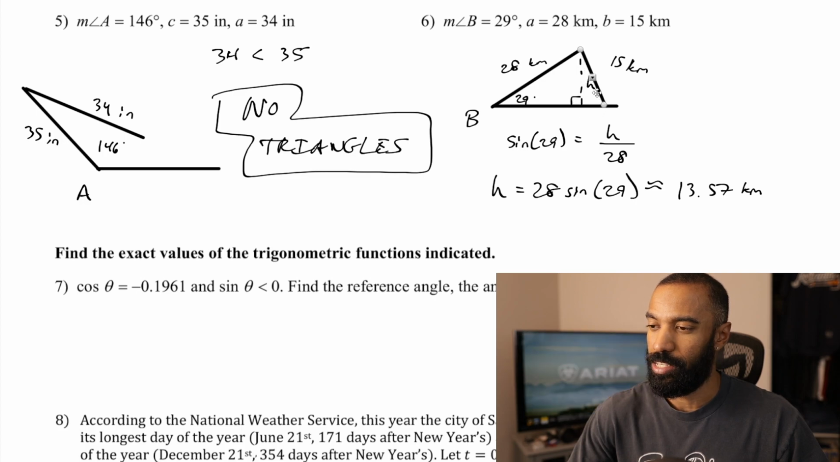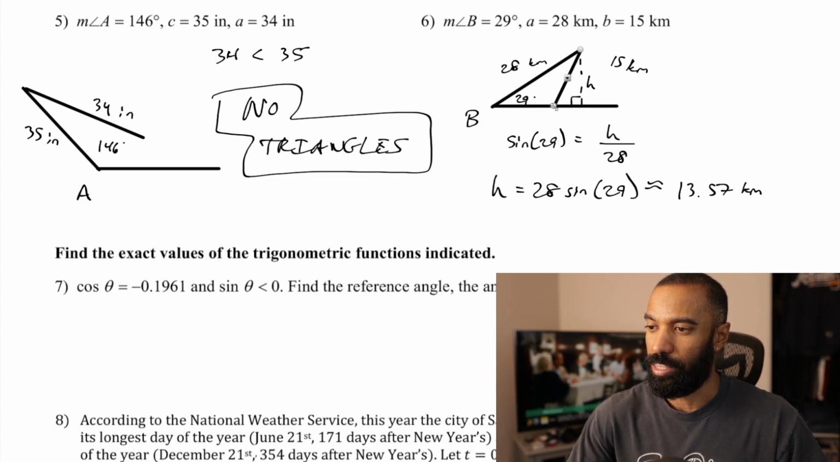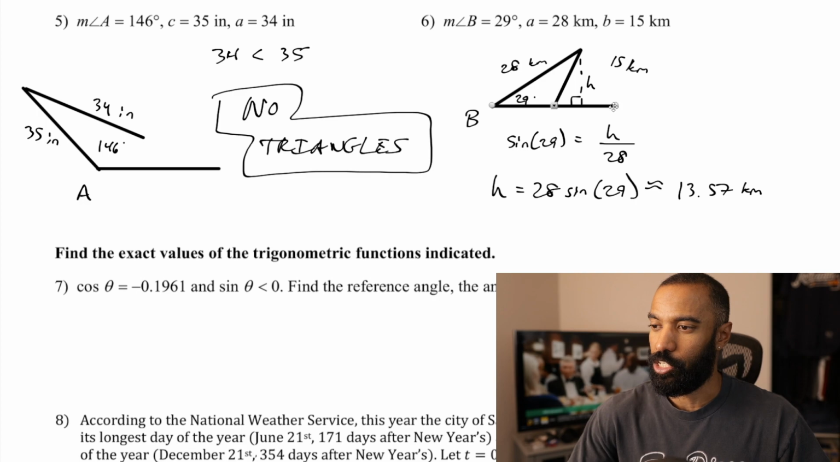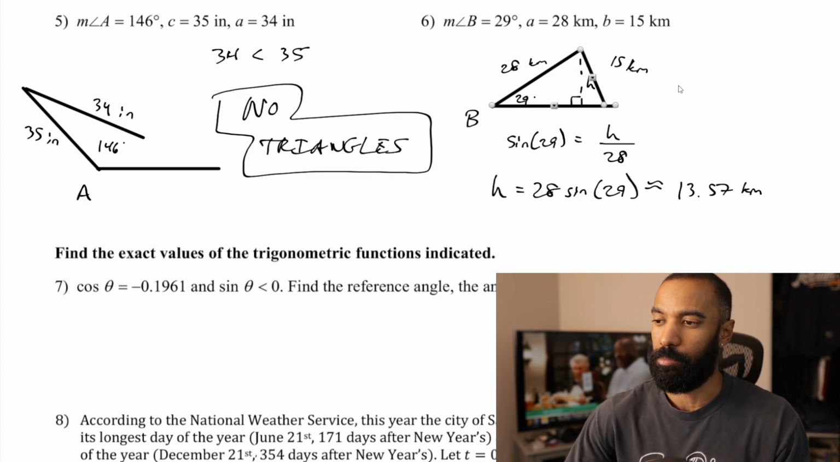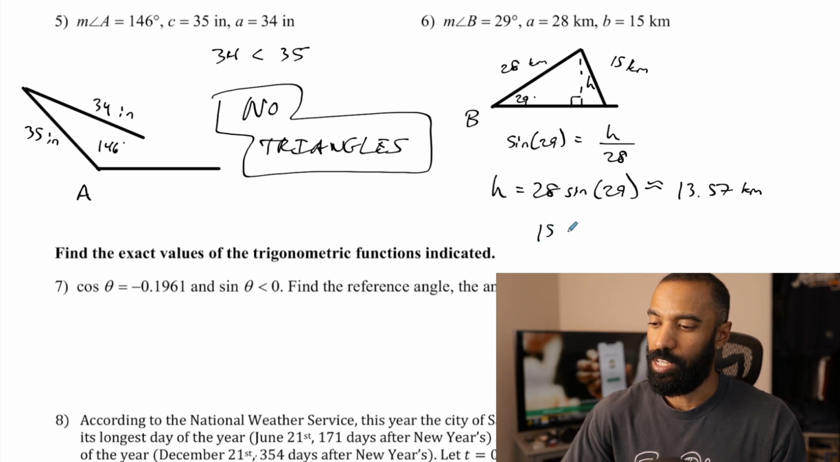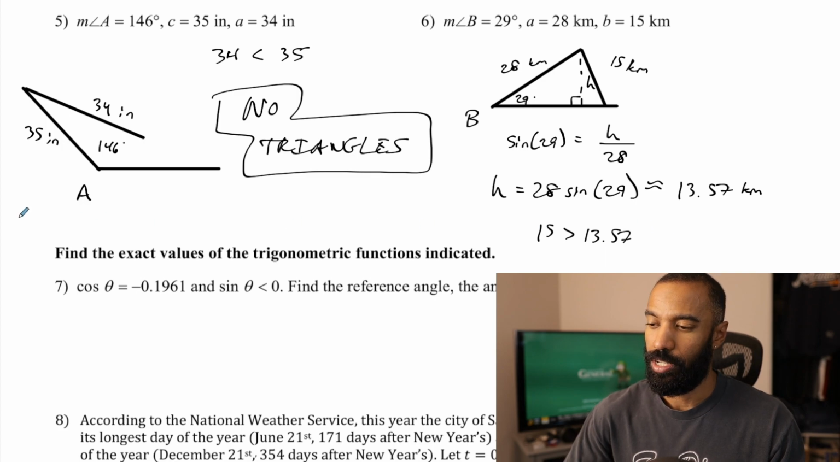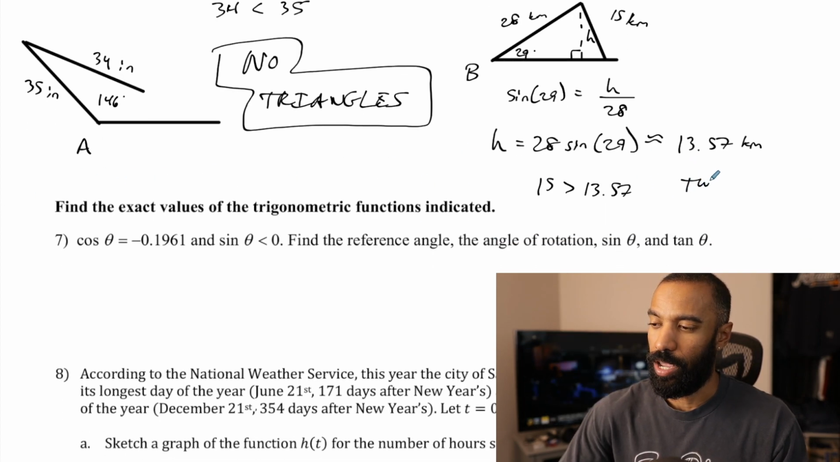It could make a triangle like this, and it could make a triangle like this, as of course this side can shorten itself up into like that. So there are 2 possible triangles that can be formed there. So 15 is more than the 13.57. The B is longer than the h. So 2 triangles in that scenario. Okay.